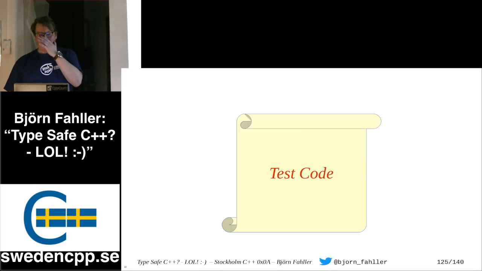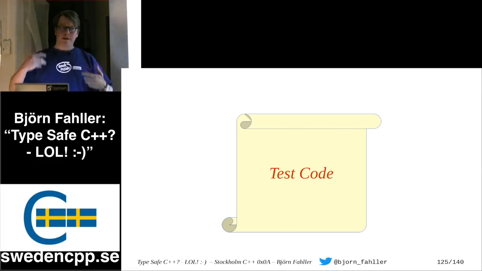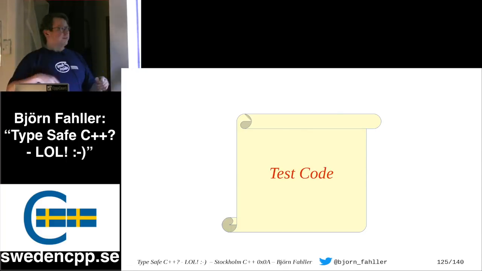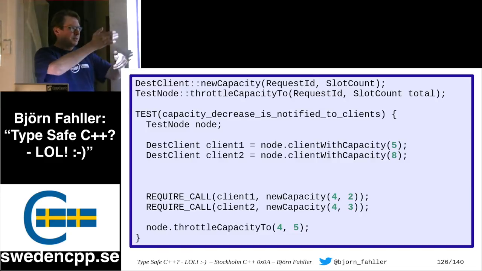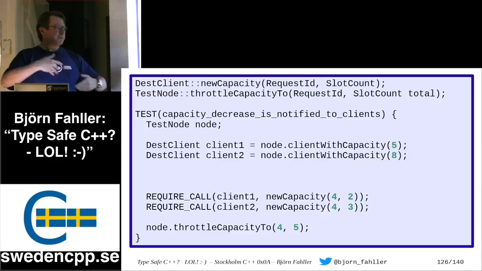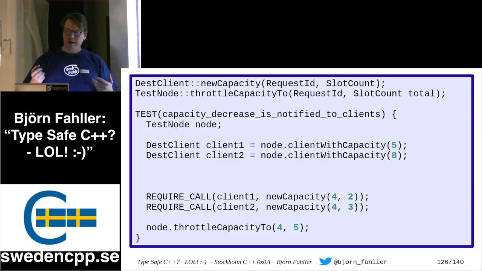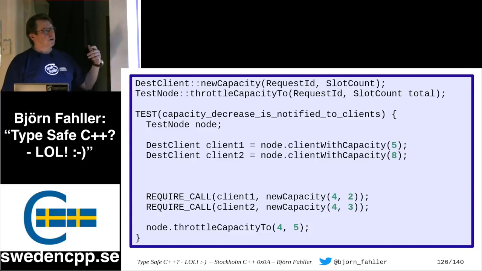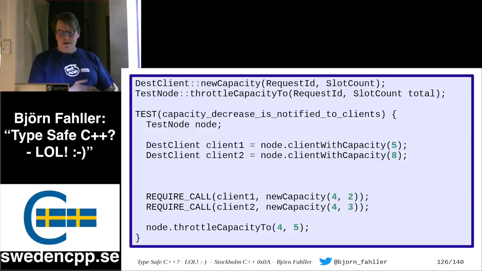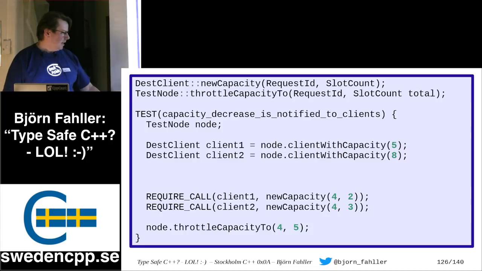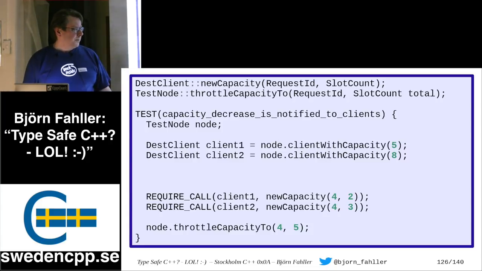And test code. Most of my tests are example-based tests. So you can have tests like this, where you create something with explicit numbers. You set up expectations. You do something to check that the expectations are fulfilled. And now suddenly this code is a little bit confusing. Okay, we know that in this problem domain that capacity is almost certainly slot counts. But then we have these request IDs. Is this throttle capacity, is it throttled to 5 slots with request ID 4, or is it the other way around? I don't know.